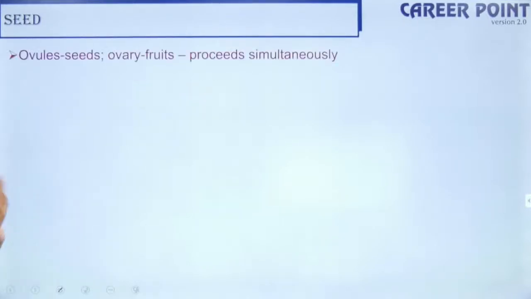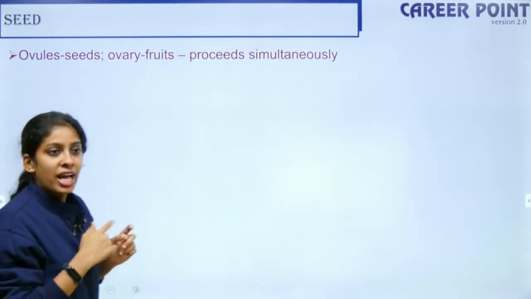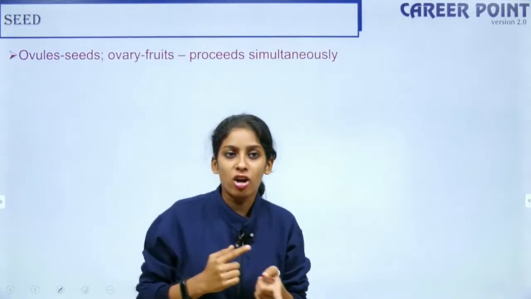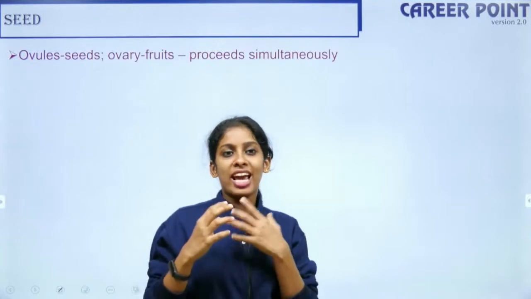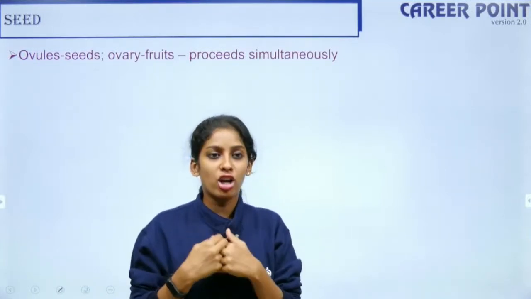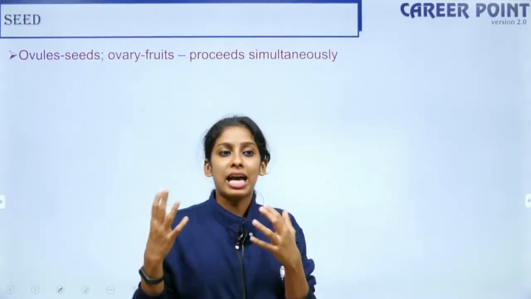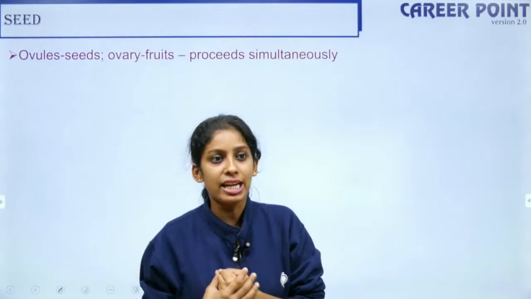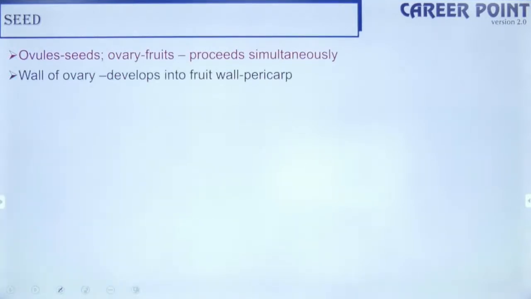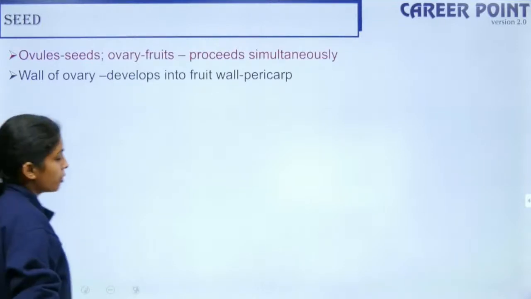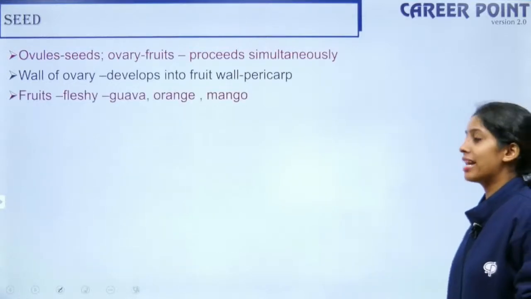So ovules develop into seed and ovary into fruit. These two happen simultaneously. Endosperm development and your zygote or embryo development do not happen simultaneously. First you have the endosperm development, then you have the zygote development, right? But here the development of the seed and the fruit happen simultaneously because the seeds are inside the fruit, right? Okay. So the wall of the ovary develops into the fruit wall, that is the pericarp. So the wall of the ovary develops into the wall of the fruit, that is pericarp.